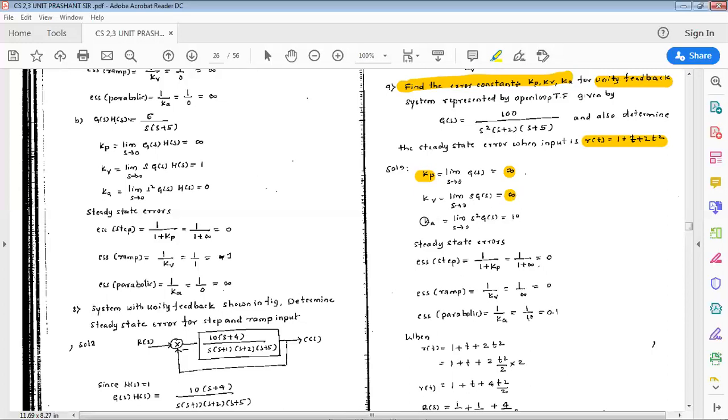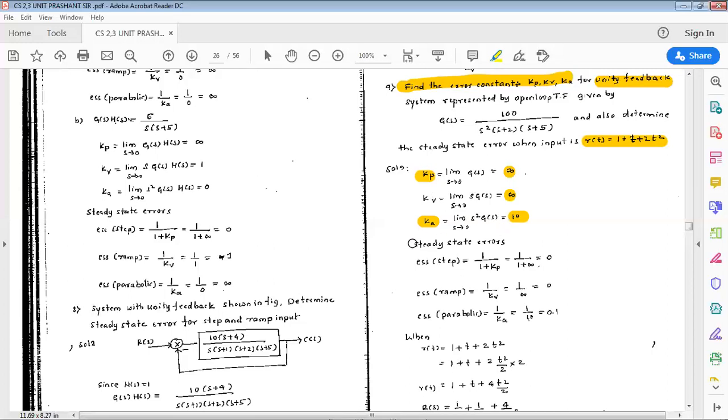Again, we need to find Ka also, that is given as limit s tends to 0, s square into G(s). Substitute the G(s) value here, this s square and this s square will get cancelled. The only term left is 100 by (s+2)(s+5). If I apply s as 0 here, 100 by 10 results in what? 10. So therefore, Kp, Kv and Ka values are infinity, infinity and 10.